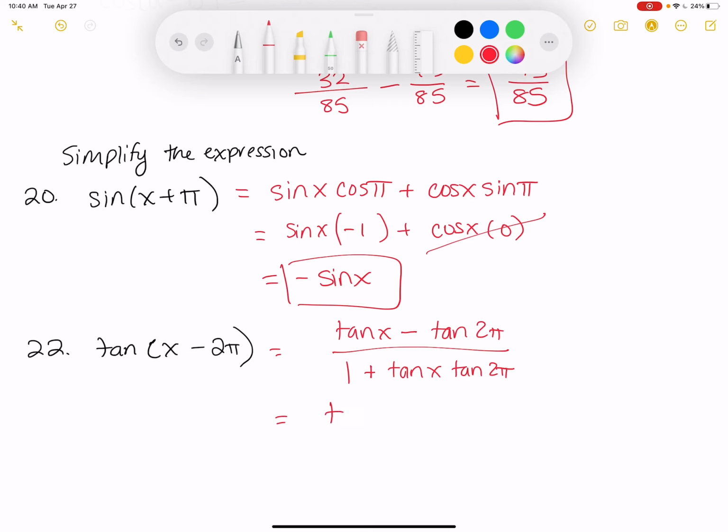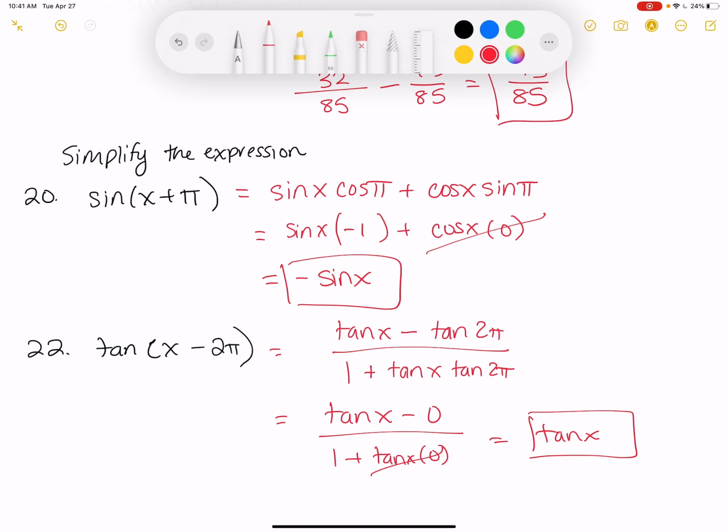We're replacing a and b with x and 2 pi. The x is staying because it's a variable, and I can't do anything with it. But what is the tangent of 2 pi? It's 0. So minus 0, and that piece is going to go away when I fully simplify. Then 1 plus tangent of x times 0 is going away too. Tangent of x over 1 is just tangent of x. So that's the beauty of these ones. Once you separate stuff out, things cancel and go away, and you're always left with a simple one-piece function.